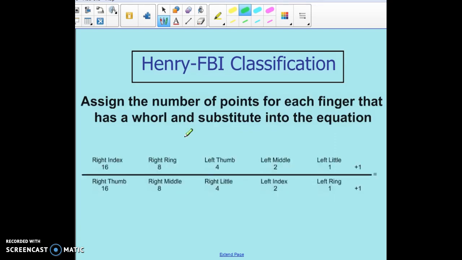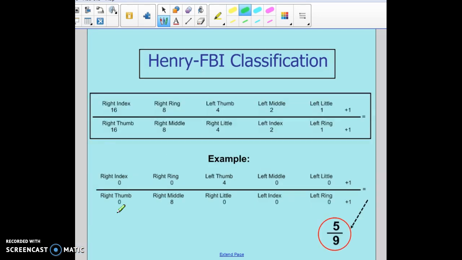And so here's how it works. They assign a number of points for each finger that has a whorl, and they substitute it into this equation. So here is the classification equation, and it's in your notes. But you only get points if you have a whorl on that particular finger. So here's an example. If a person only had a whorl on their left thumb and their right middle, this is how it would be set up.